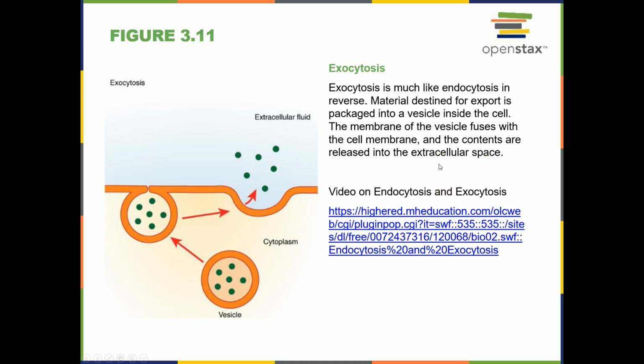Exocytosis then is the opposite process. In exocytosis, you have material moving from the inside of the cell in a vesicle form, and that vesicle binds to the plasma membrane. That vesicle is composed of plasma membrane, and when it binds, it will just become part of the plasma membrane and release its substance into the extracellular fluid. So exocytosis, material is exiting the cell.